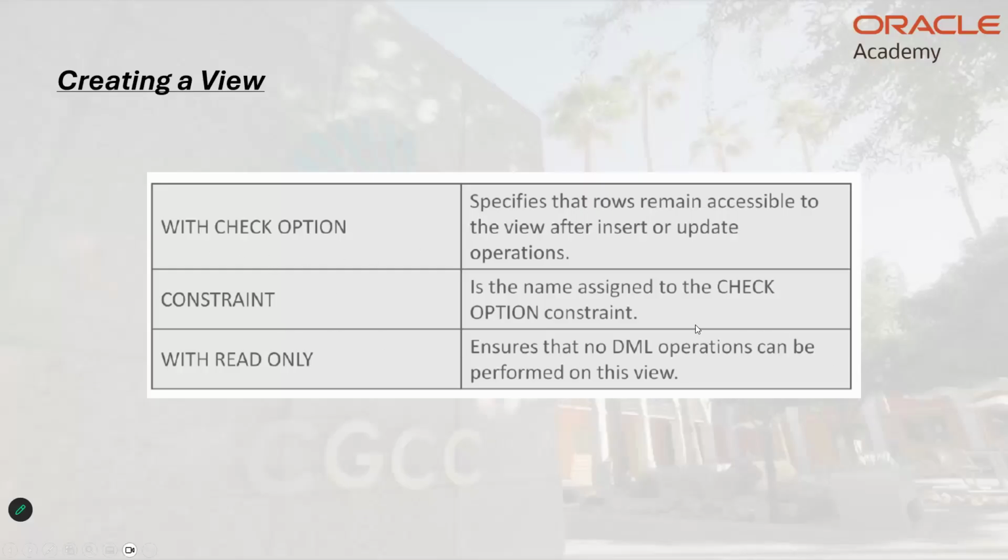CONSTRAINT is a name assigned to the check option constraint, and you'll see all that when we test it or when we run some queries. With READ ONLY, basically there's no DML, update, or insert allowed. It's just for reporting, and that's if you want to protect it so that you cannot alter the data through the view. Because if you think about it, if you run an update on the view, you really don't want to do that with a view. It's usually designed for a specific purpose, usually reporting.